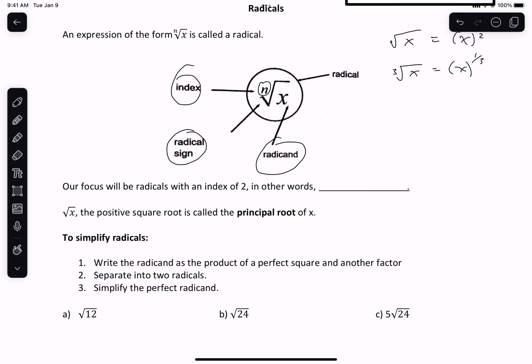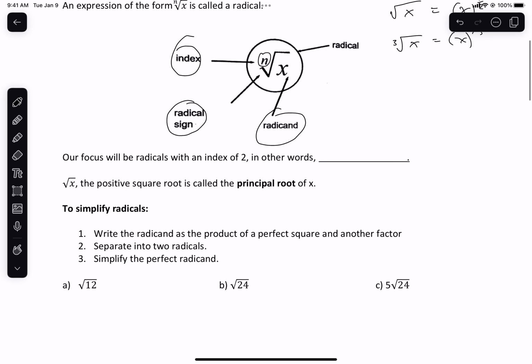So there's a whole bunch of stuff that we can do to these around simplification. And these kind of get a little bit fun, actually, to be honest with you. I kind of like them. So our focus with radicals will be the index of 2. In other words, it'll be the square root for now. And the root of x is a positive square root called the principal root of x.